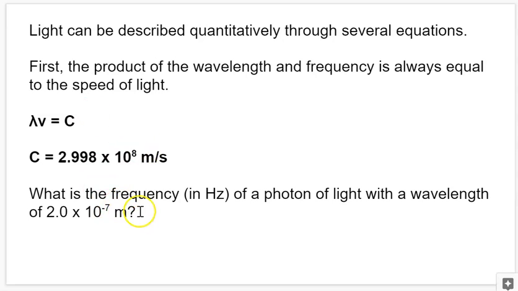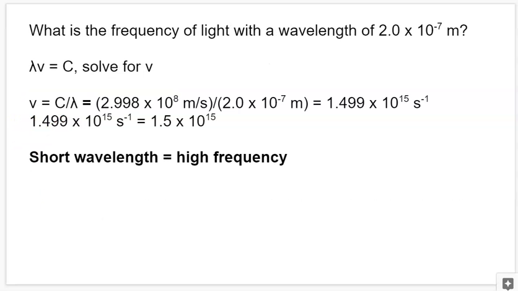So let's say we wanted to know the frequency in hertz of a photon of light with a wavelength of 2.0 times 10 to the negative 7 meters. Well, to solve that, I would plug it into the equation and solve for the frequency, which is nu, this V-looking symbol. So I'll have nu is equal to the speed of light divided by the wavelength. And we can make sure that our units all agree. The value for the speed of light is in meters per second. The value of the wavelength is in meters.